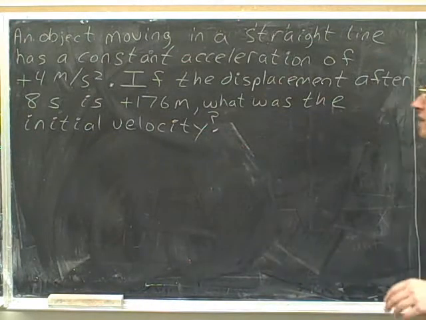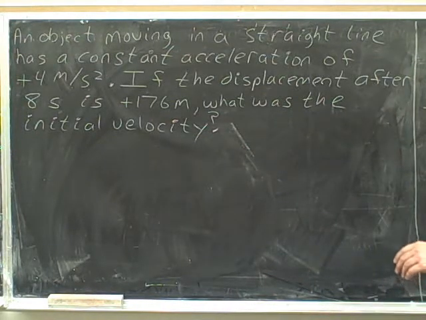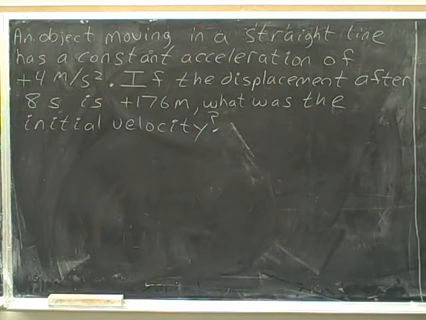Here's a new problem. An object moving in a straight line has a constant acceleration of positive 4 meters per second squared. If the displacement after 8 seconds is positive 176 meters, what was the initial velocity?